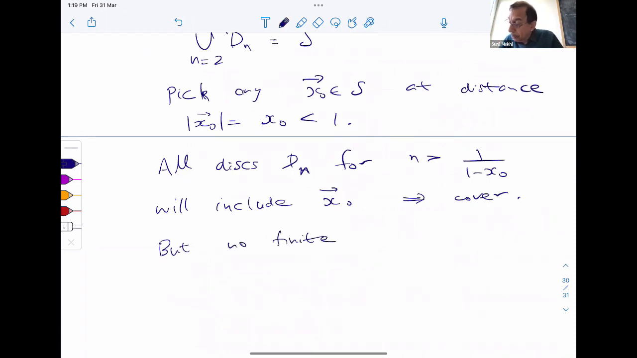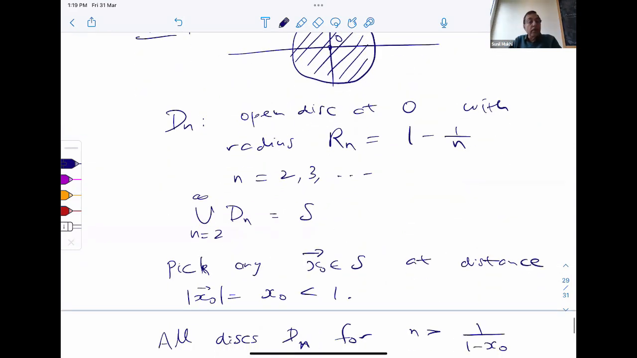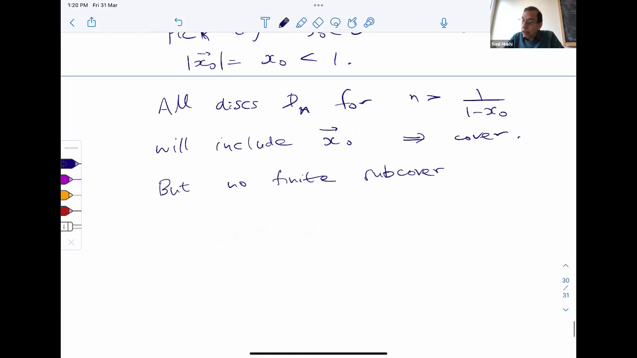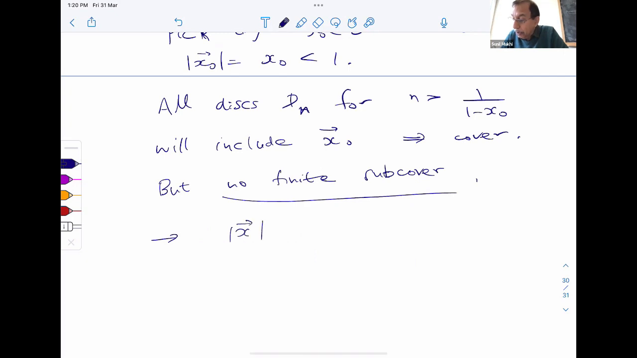There are infinite subcovers. You could take all disks starting, you could take n to start from anything other than 2, like 3 or 4 or 10 or 100 or a million, and it's still a cover. But it's never a finite cover, and there's no finite subcover. And therefore, we conclude that |x| less than 1 is not compact. So proving non-compactness is relatively easy because you just need to find one infinite cover which doesn't have a finite subcover. Proving compactness is harder.